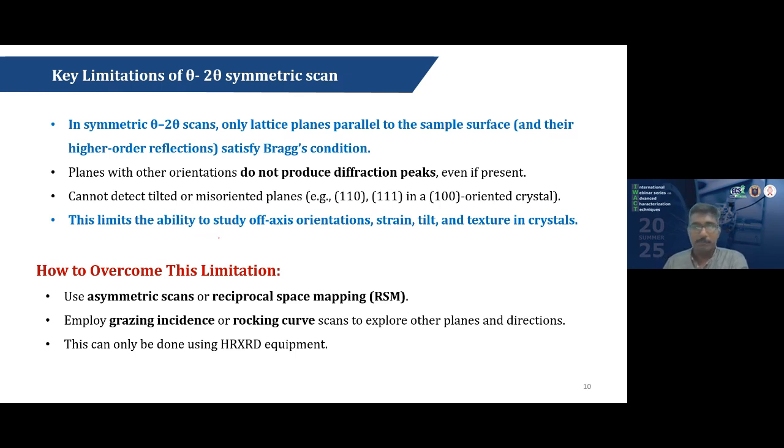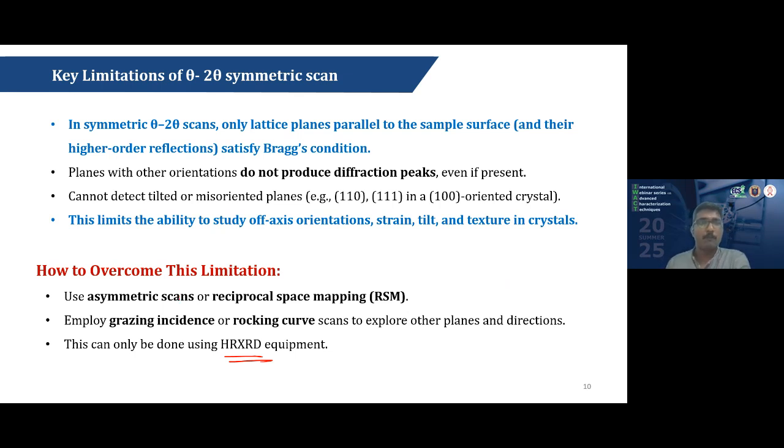One method is to use, as we have discussed, asymmetric scans or reciprocal space mapping, that we will discuss in the later slides, or employ grazing incidence or rocking curve analysis. These are the different techniques that we can use to detect the tilted orientations. They can only be done using HRXRD equipment.